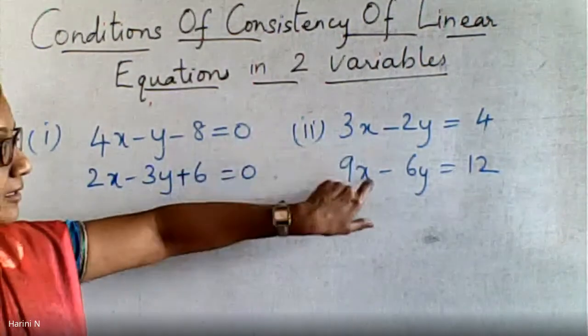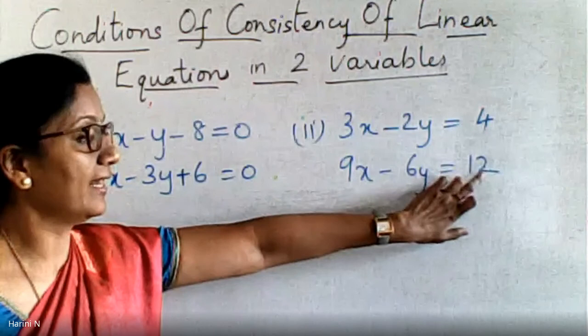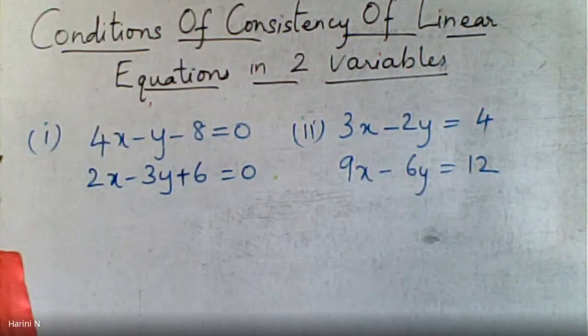0. But here the equations are not in the general form, so you have to transpose the 4 and the 12 to the other side. Okay, I will give a note for margin.